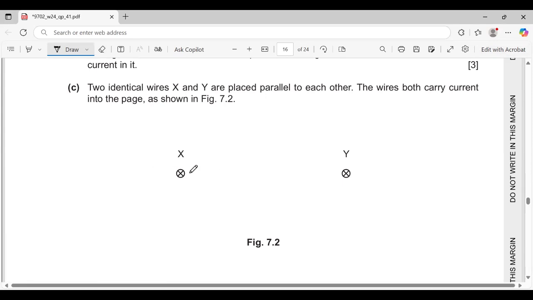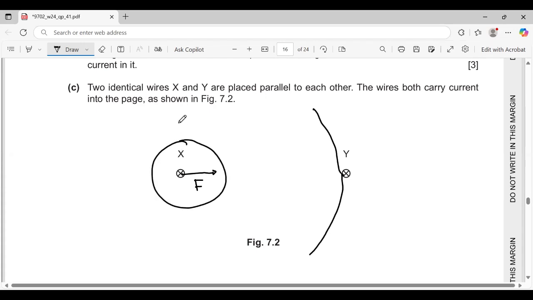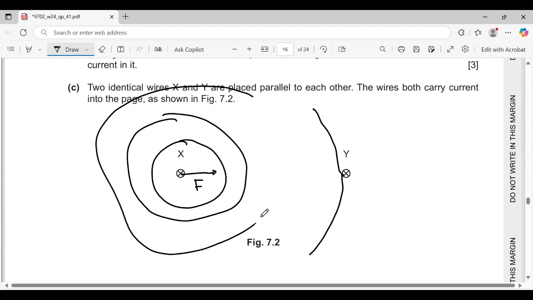Actually the force is towards Y, and this is F, labeled F, from X to Y. So for this one, the magnetic field lines: there are 4, 1, 2, 3, and this is 4, and the directions are based on the right hand rule.